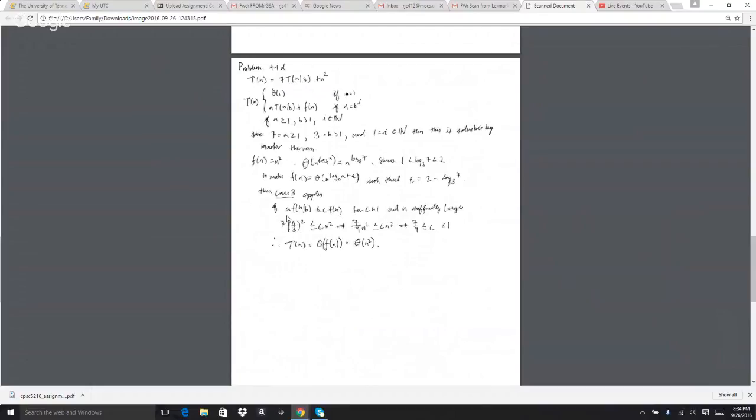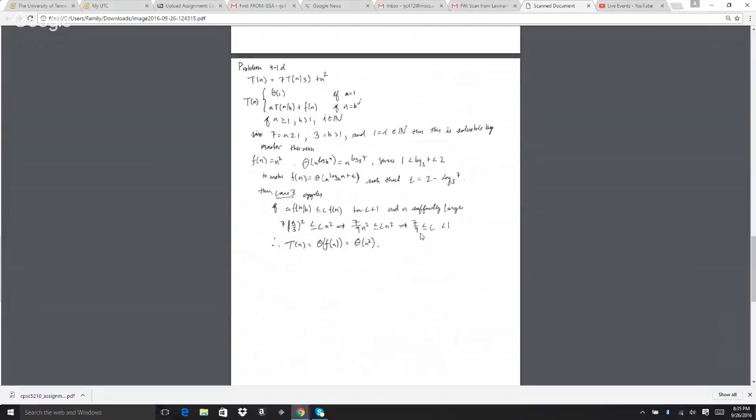So if condition case 3, that's f of n divided by b is less than c f of n, then c, for c less than 1 and n sufficiently large, f of n divided by b squared is less than or equal to c n squared. And again, carry out the math.